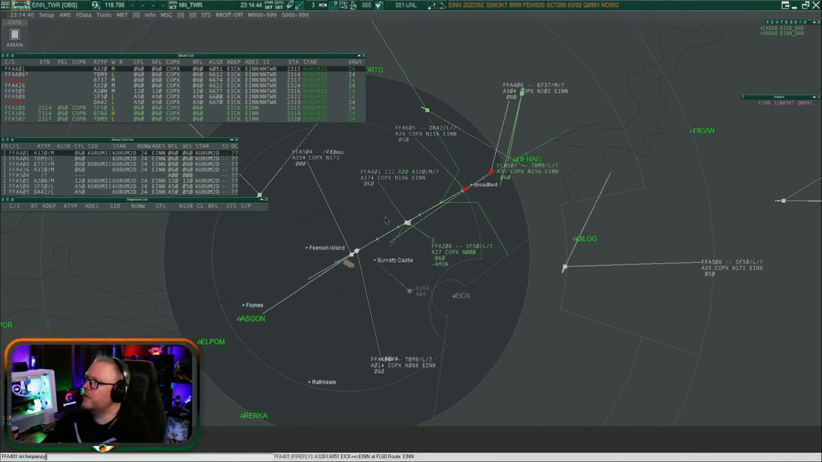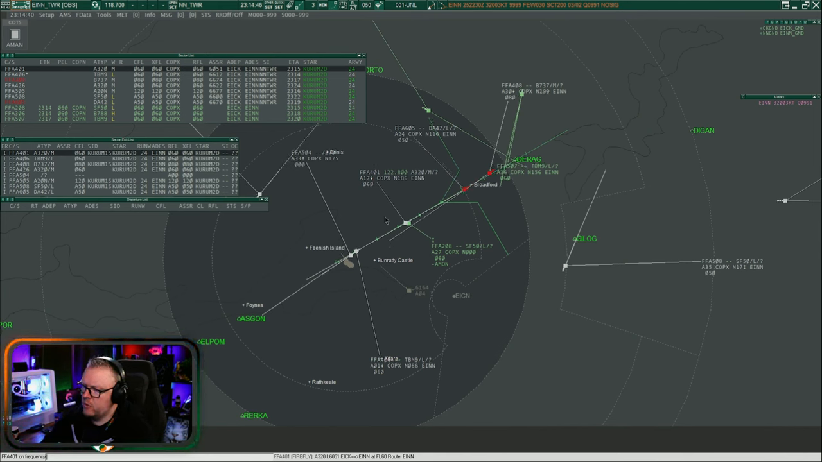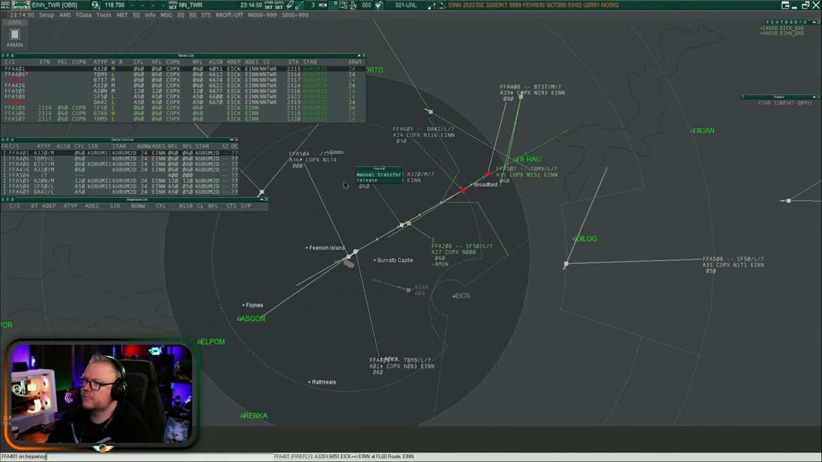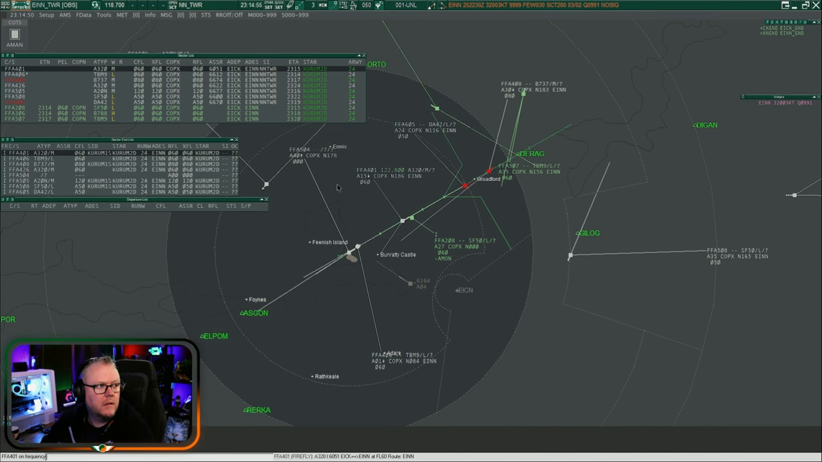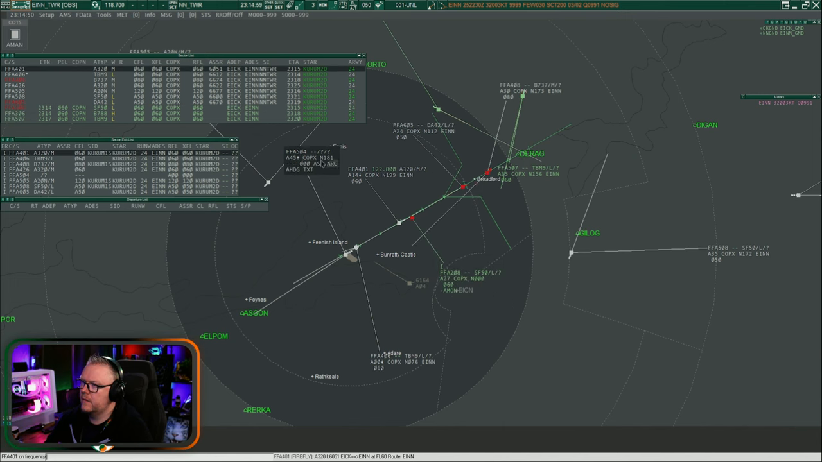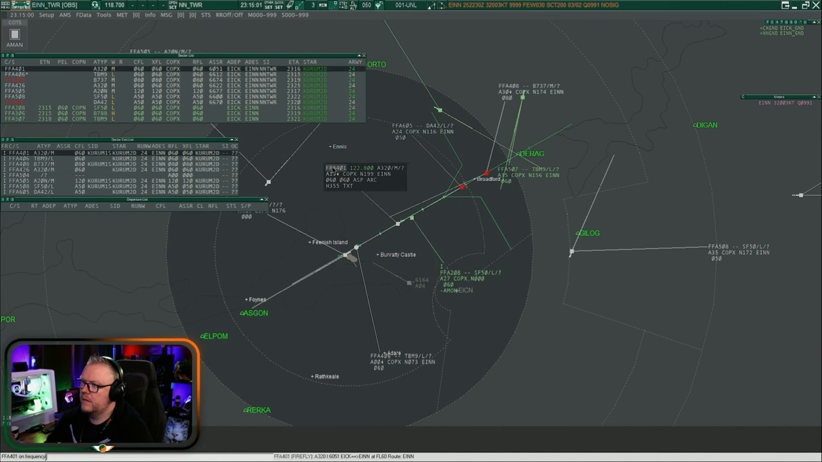Firefly 401, winds 320 at 3 knots, runway 24, clear to land. Is my mic even working? Should be. Firefly 401.